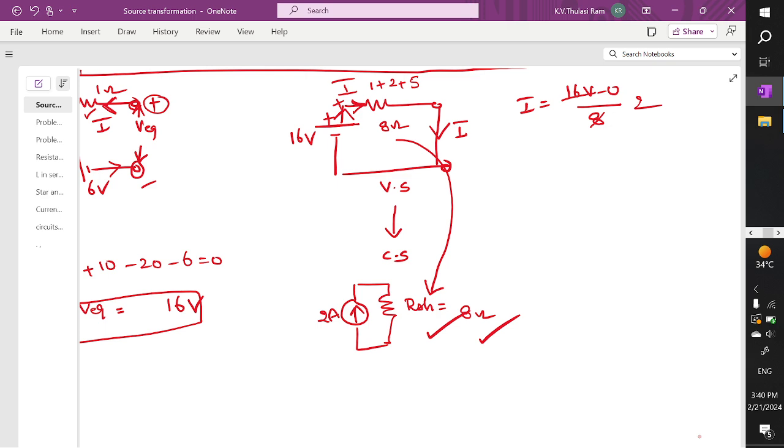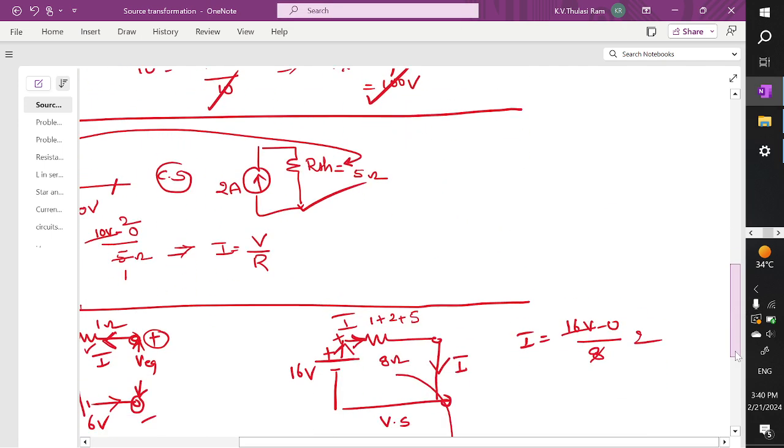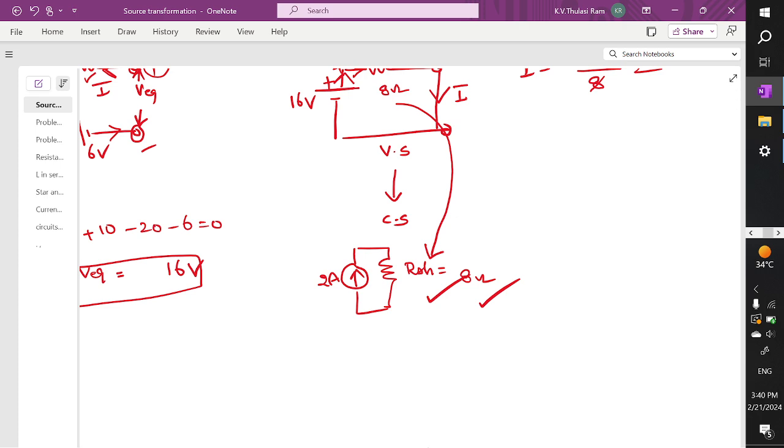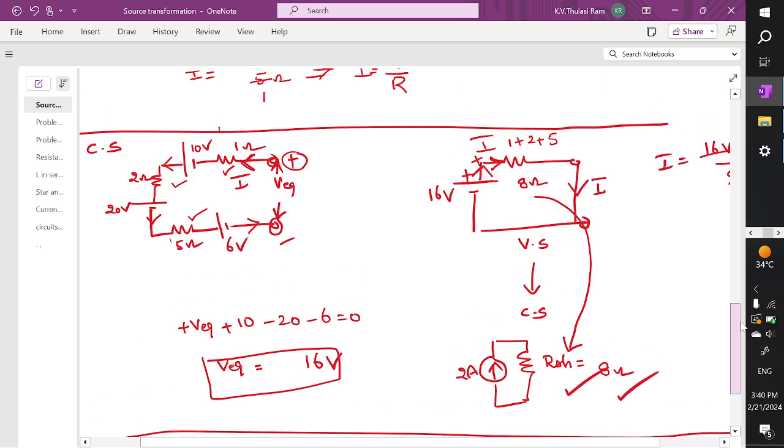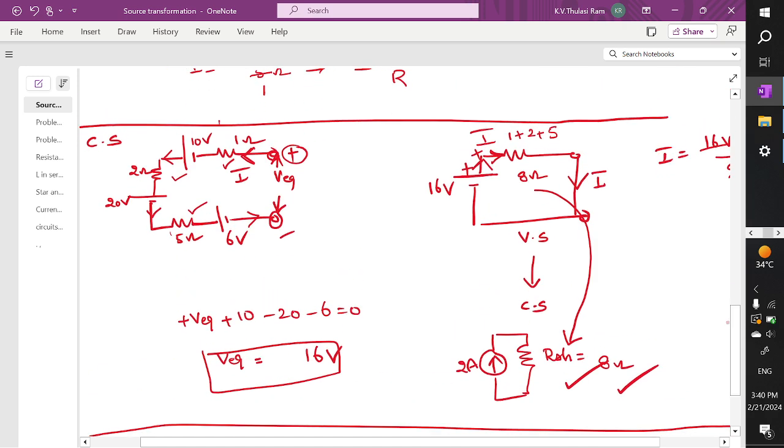This is how to solve a problem. Let us try to solve one more problem to understand in more detail. So hope you are able to understand. These three sources, replace them with one source. These three resistors are in series, replace them with one resistor.